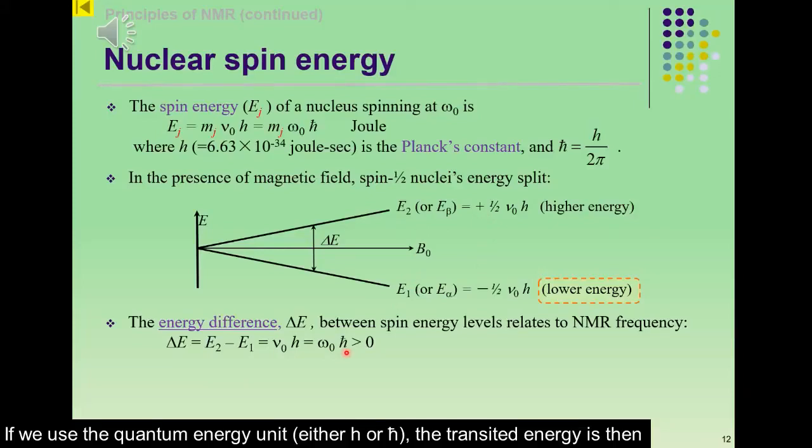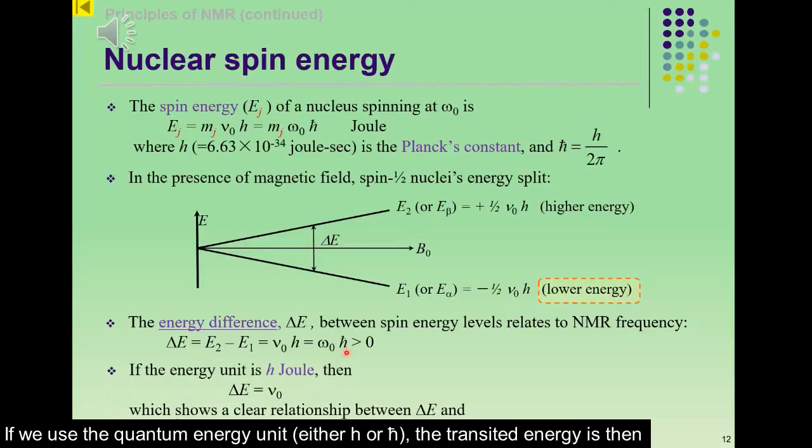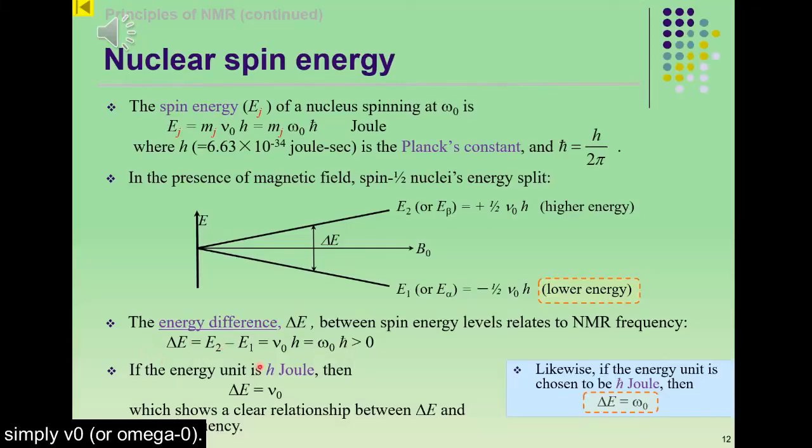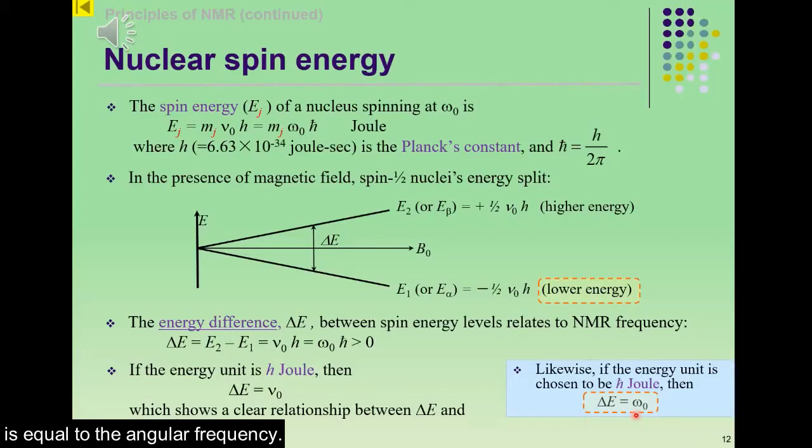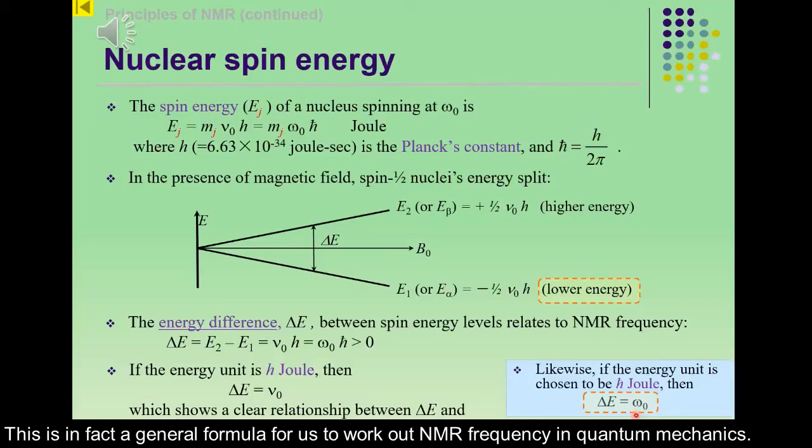If we use the quantum energy unit, either H or H bar, the transmitted energy is then simply V0 or omega naught. In other words, the amount of transmitted energy in terms of quantum energy unit is equal to the angular frequency. This is in fact a general formula for us to work out NMR frequency in quantum mechanics.